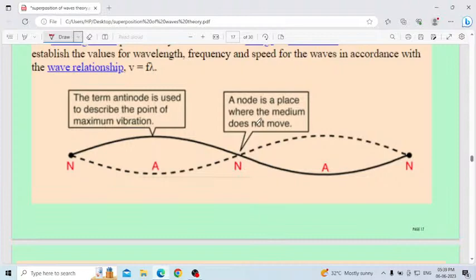See here, antinode is used to describe the point of maximum vibration. You can consider maximum amplitude, you can consider both as the same.